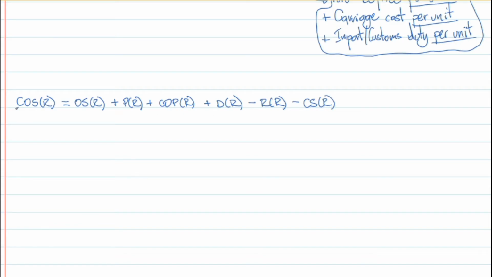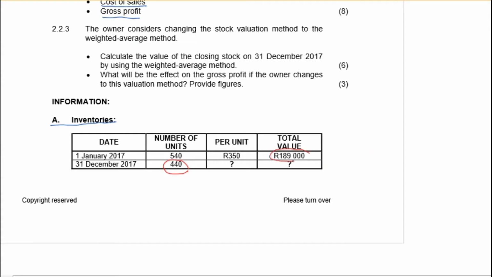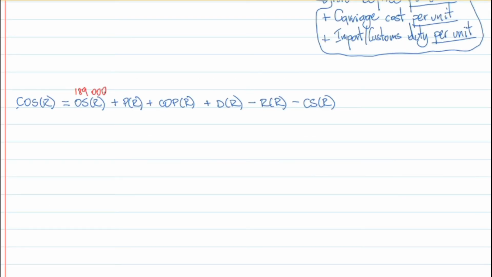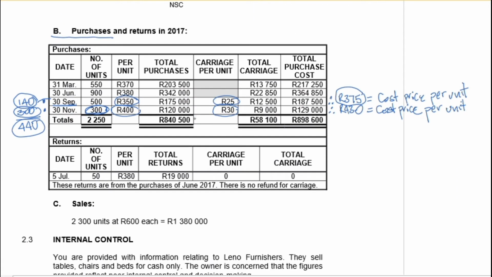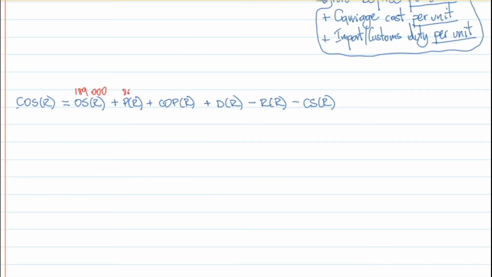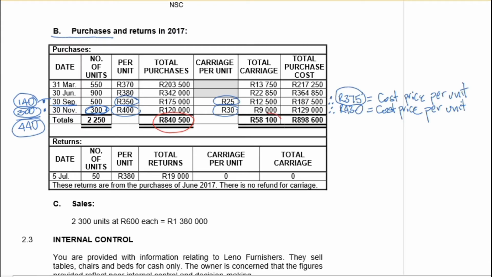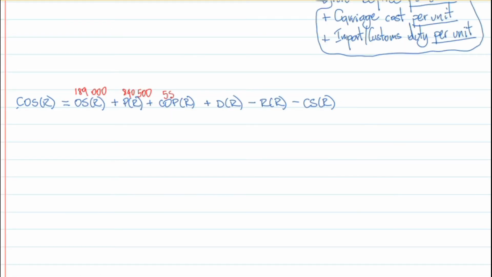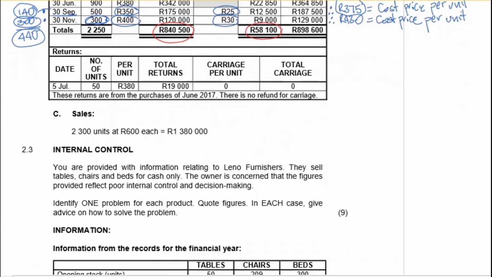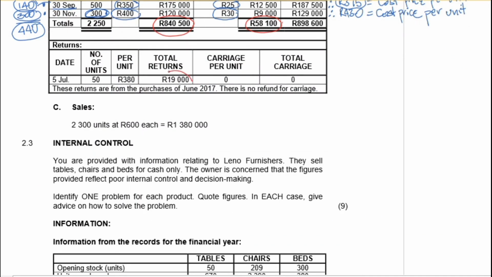The value of opening stock is given to us as 189,000 rands. Purchases is given to us as 840,500 rands. The cost of carriage on purchases is given to us as 58,100 rands. The value of returns is given to us as 19,000 rands.